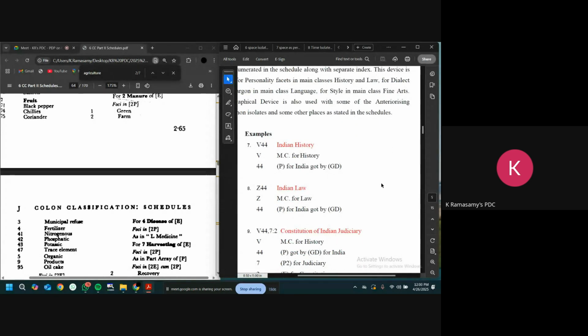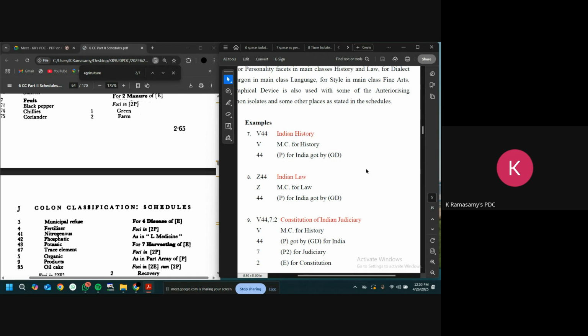For example, the best example, see here. There are two main classes, namely history and law. Only in these two main classes, space isolates are used as personality isolates. In all other main classes, you go to library science, mathematics, physics, chemistry, biology, botany, zoology, agriculture, space is space, time is time. Space means you should put a dot, time means a single inverted comma. But in the case of history and law, space is used as personality.